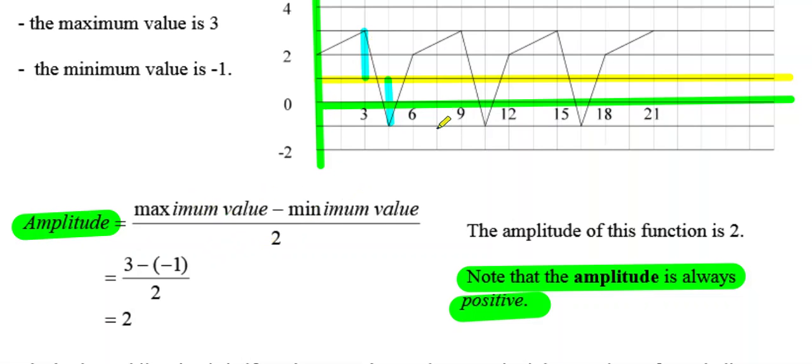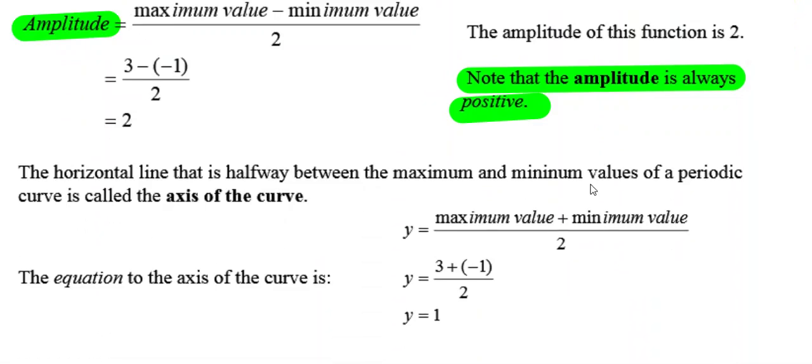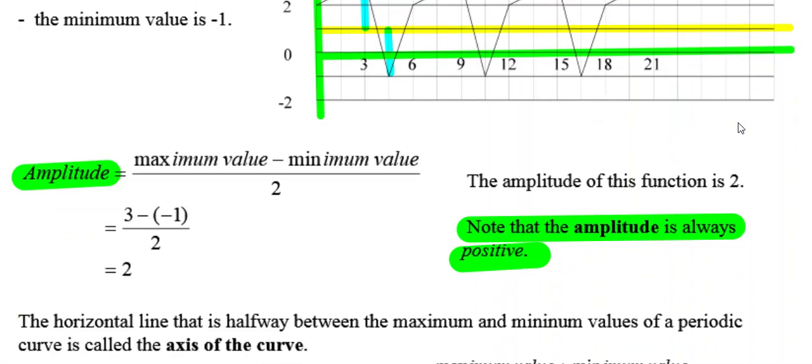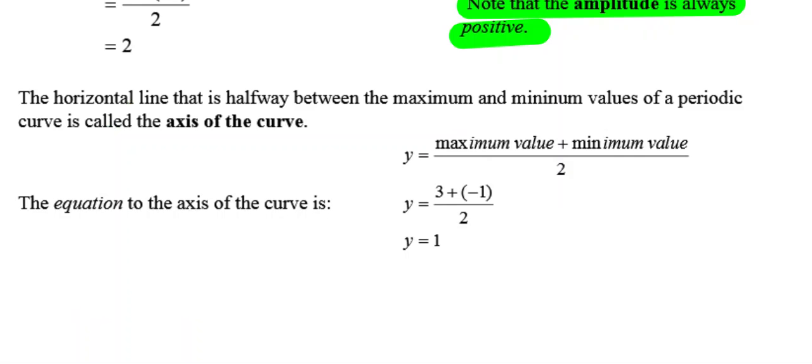Most of the time you can look fairly quickly at the graph and realize that I'm just looking at half of the vertical height of the function. So anyways, for this one, when we talk about cutting the graph in half horizontally, we talk about the axis of the curve. Now, when we talk about the axis of the curve, we are always talking about the equation of the axis of the curve. Now there is a formula for this too, but since we actually just did it on the graph, you can see that the equation is y equals 1.